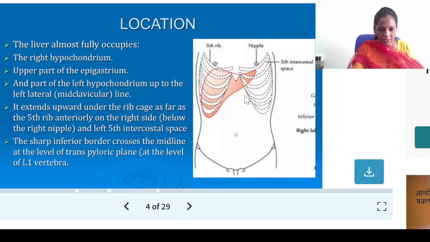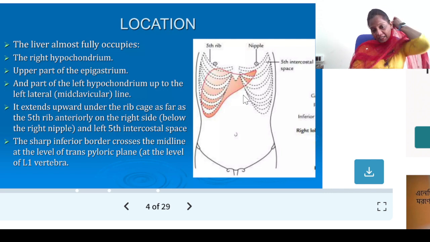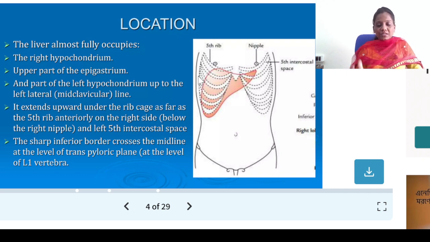Coming to the location, where it is located. If you stand in the anterior position, on the right-hand side the liver is occupied. When you see the borders of the liver, it occupies the right side, just behind the ribs, and it is also crossing towards the left side.